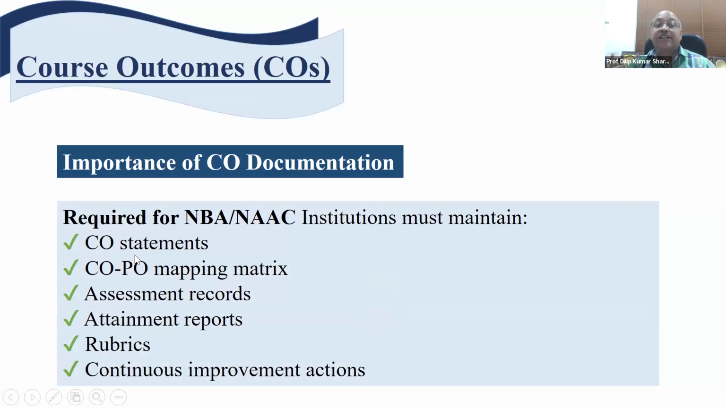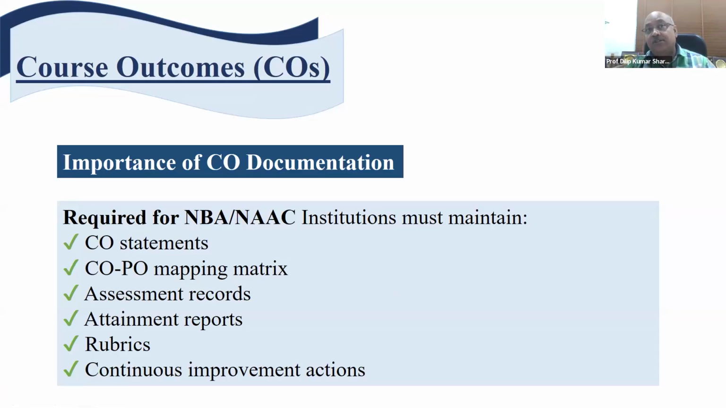Institution must maintain CO statements, the CO-PO mapping matrix, justification of it, and assessment records of all kinds, direct and indirect, attainment reports with the quizzes, with the assignment sheets, with the answer scripts of internal examination. You don't have the external examination answer scripts, so for external examination, you will have the marks. You have to keep the record for all the academic sections.